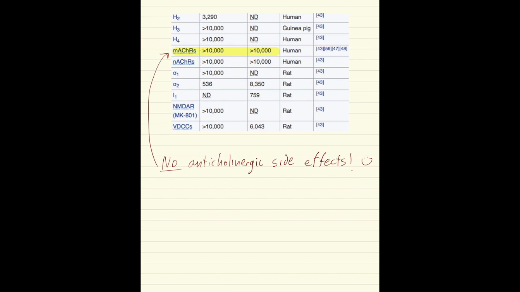And then the last thing I wanted to show is that if we scroll down to the muscarinic acetylcholine receptors, this has no affinity whatsoever. It's somewhere over 10,000 Ki. What this means is that, and this is great news, trazodone does not have any anticholinergic effects. This does not bind muscarinic receptors.